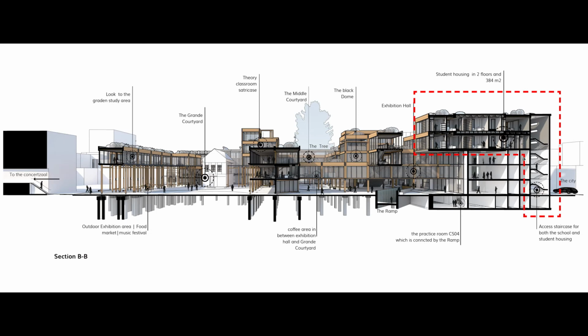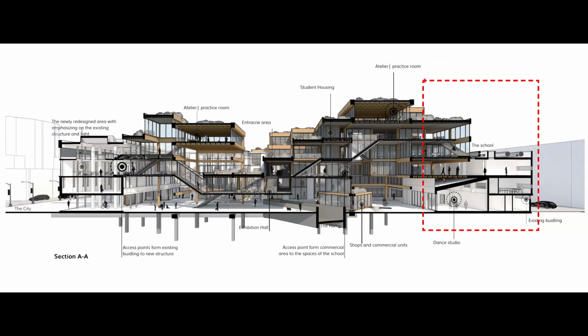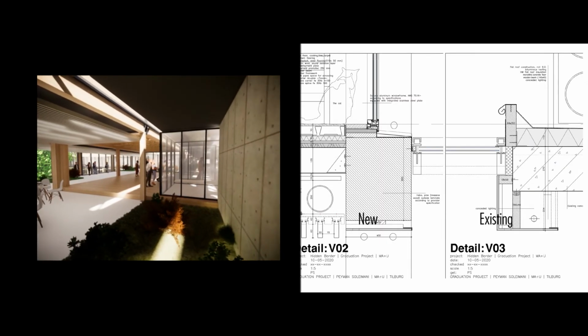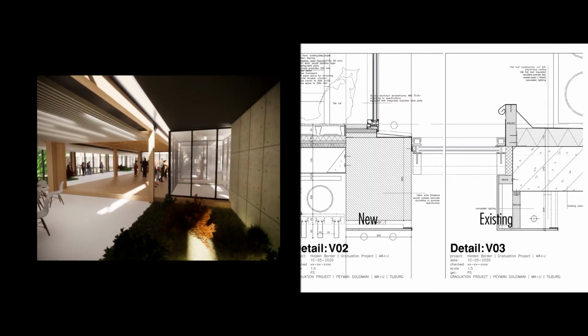So here at the section BB, you can see the location of the student housing with the staircase, also the ramp which connect the ground floor to the basement, and also the location of the ground courtyard with the monumental building in it. Here at section A, we can identify the existing in white color and new structure in wooden color, detailing both in the 2D drawing and 3D space rendering.